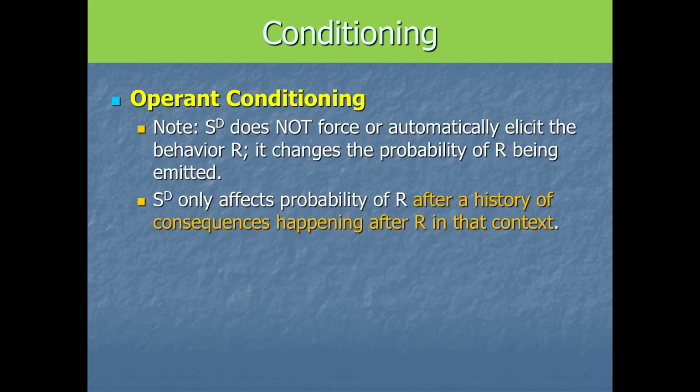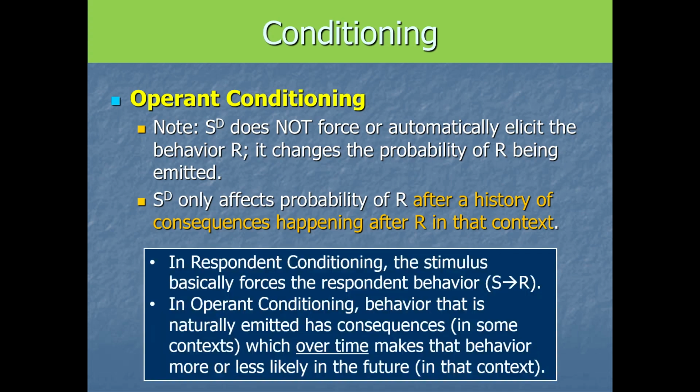Note that, like I said, the discriminative stimulus in operant conditioning does not force or automatically elicit the behavior R. It just changes the probability of R being emitted. And that SD only affects the probability of R after we've had experience, after a history of consequences happening as a result of that behavior R in that context. So this language of eliciting a behavior versus emitting a behavior is very deliberate. It's to help distinguish these two learning processes that are very different, these two types of conditioning.